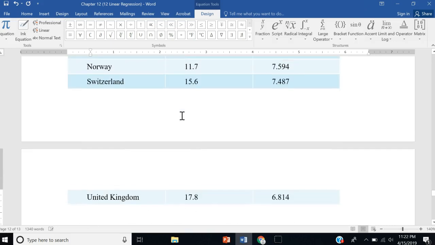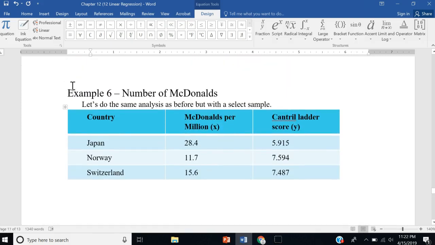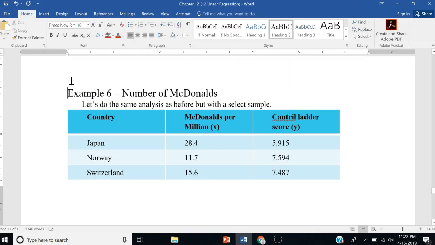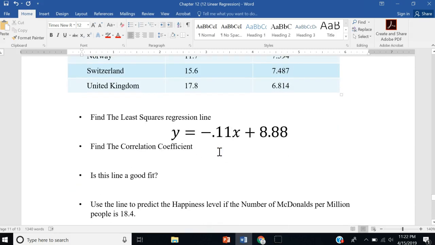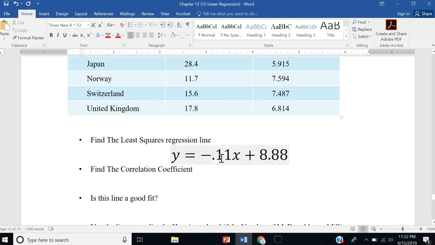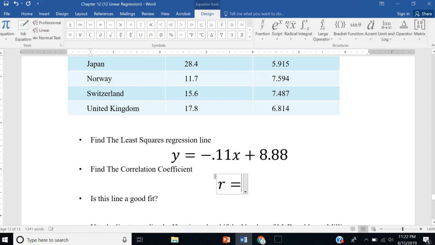All right. I should have probably started a new page, but that's okay. All right. So y equals negative 0.11x plus 8.88 as my least squares regression line. My correlation coefficient R, since this is a negative slope, my R happens to be negative 0.9710. So this is not just a good fit.